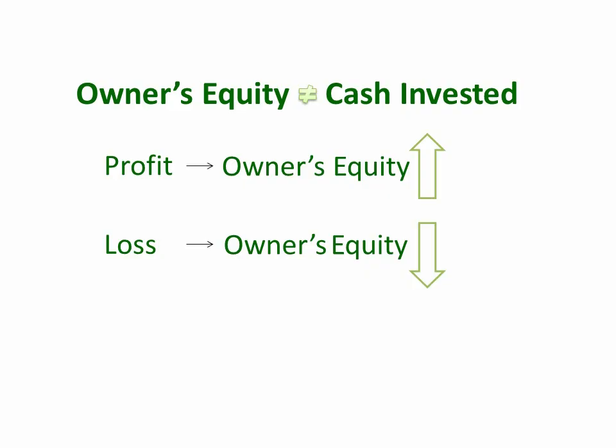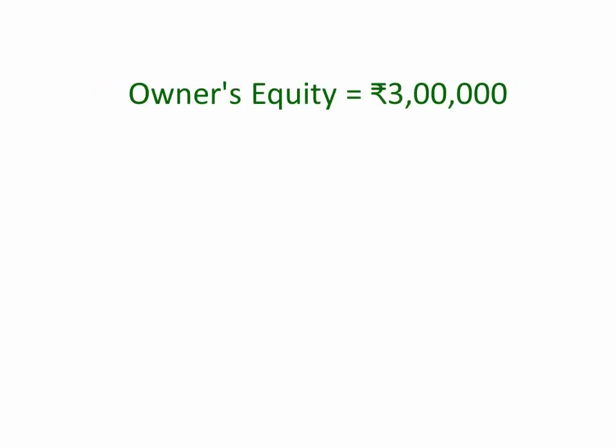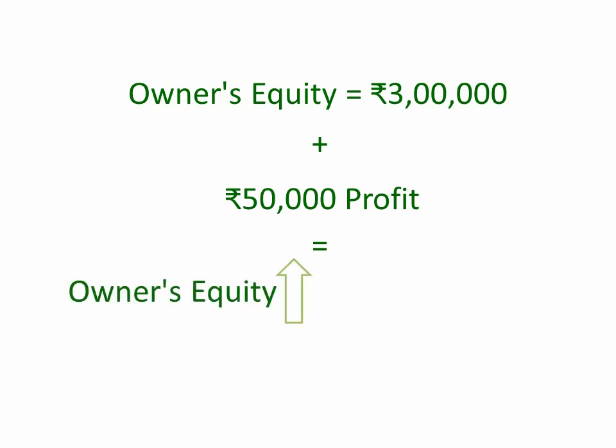Let's take a simple example. You start your business with 3 lakh rupees. So your owner's equity is 3 lakh. During the year, your business makes a profit of 50,000 rupees. That profit belongs to the owner. So, all else being equal, the owner's equity increases. 3 lakhs becomes 3 lakhs and 50,000 rupees.